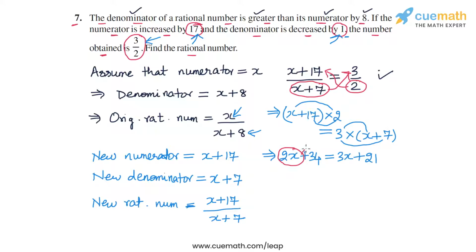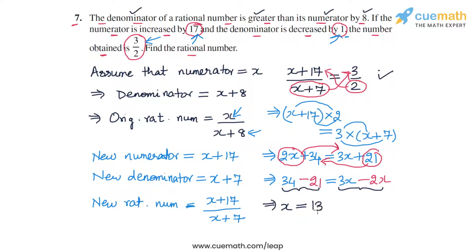Now let's take the variable terms together. So let's transpose this 2x term to the right side, so it becomes minus 2x, and let's transpose this 21 to the left side, so it becomes minus 21. So on the left side we will get 34 and then minus 21, and on the right side we will get 3x and then minus 2x. Alright, so now finally this gives us 3x minus 2x, that's x. So let me write it on the left side, and on the other side we have 34 minus 21, that is equal to 13.